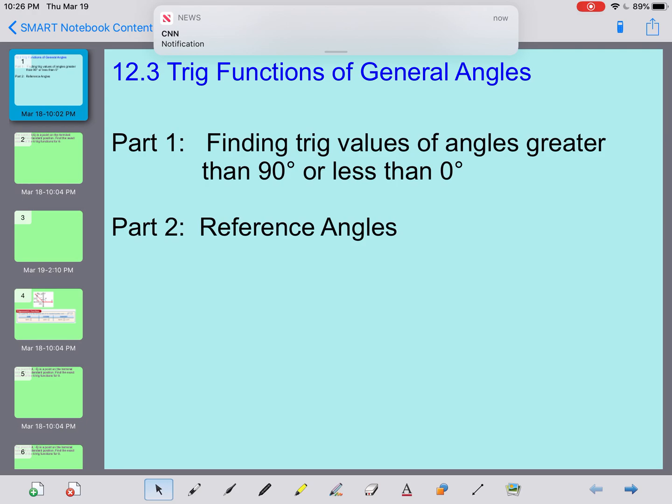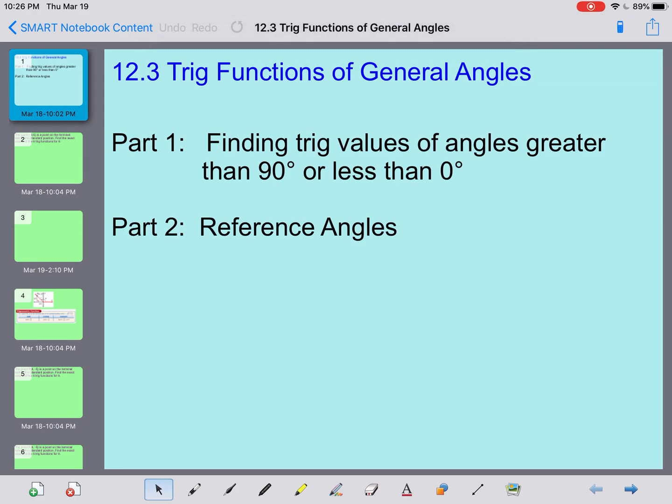So we've found trig values of 30, 60, 45. You found trig values of angles that were always acute angles of a right triangle. Well, now we're going to find trig values. It's possible to find trig values of angles that are bigger than 90 and less than 0.